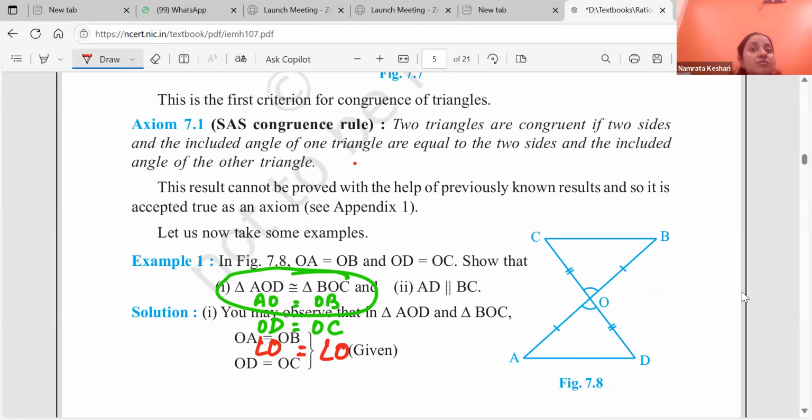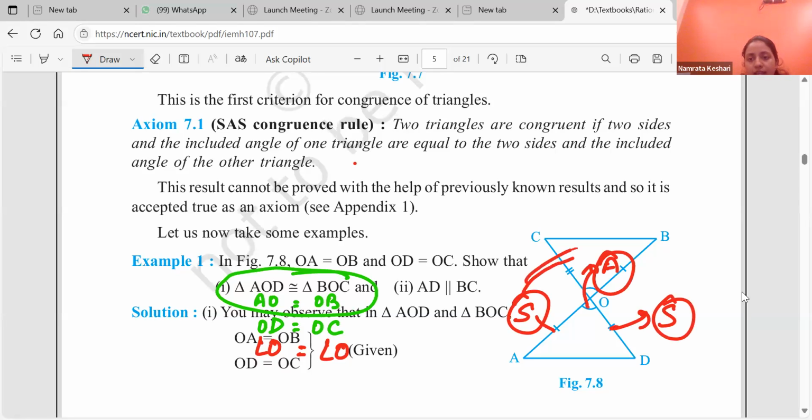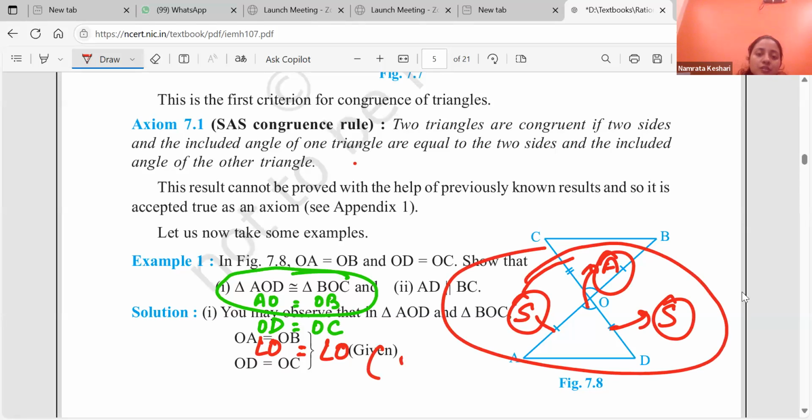We have to mention by which congruency; if we miss it, we will end up losing marks. So let's mention it. This side we have used, OD, and this angle we have used. Can you see the sequence, side angle side? Can you see that? Yes, ma'am. SAS is matching. Okay, we are done with the solution.